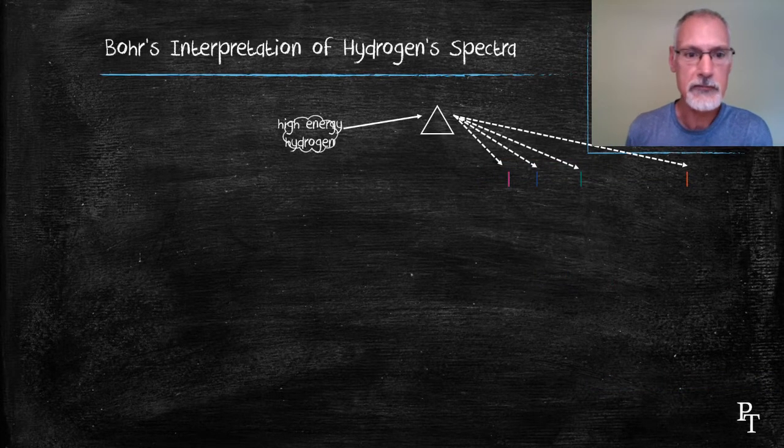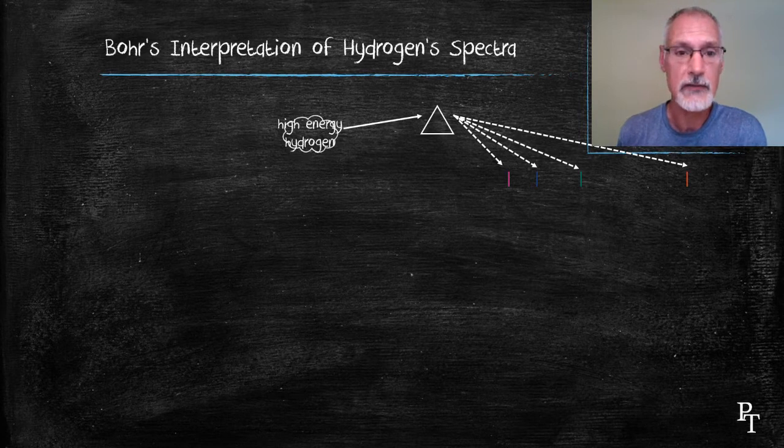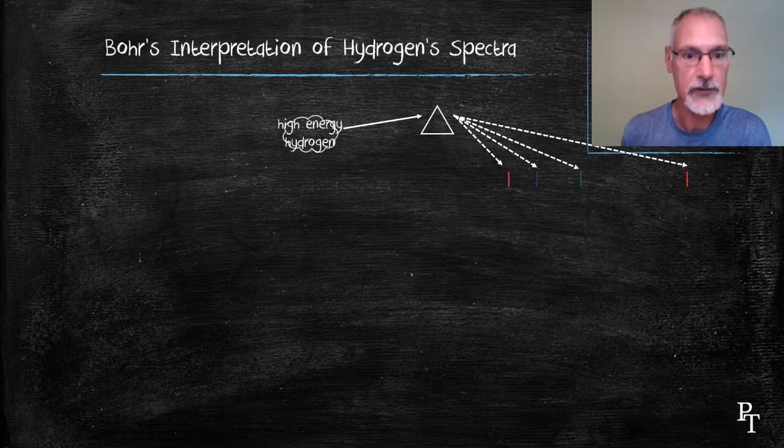Niels Bohr's work primarily focused around the use of an emission spectrum, and in particular the emission spectrum of hydrogen gas. So he used hydrogen under low pressure and passed electricity through it. That light was then broken into its component visible colors that we see here: the red, cyan, blue, and violet colors.